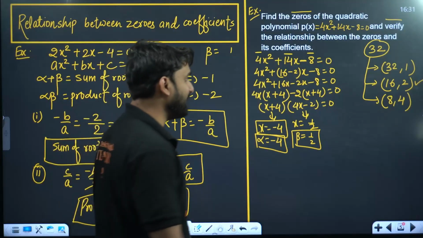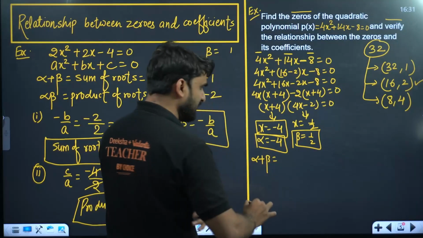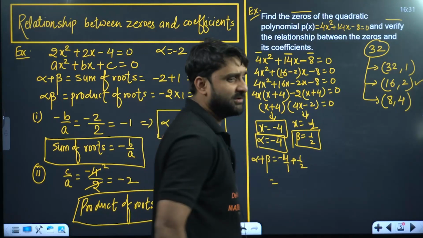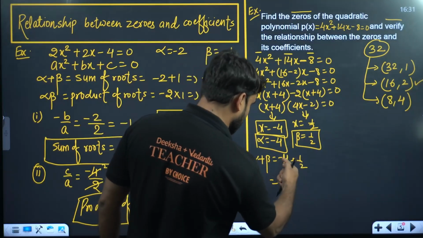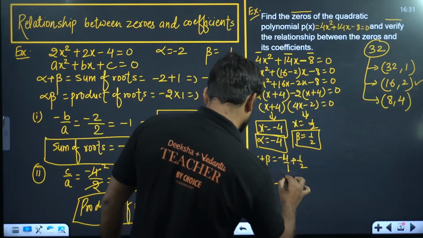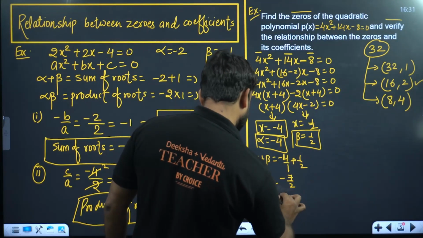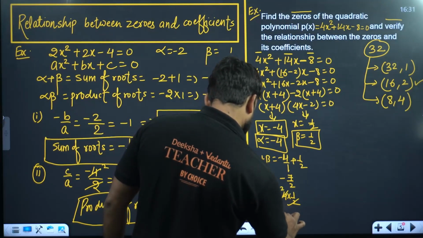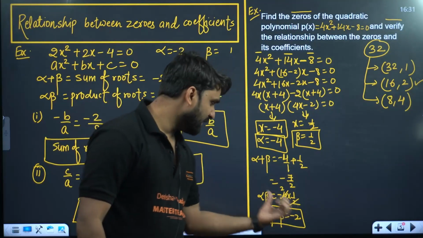Now verify. So first do alpha plus beta. If we add alpha plus beta, this will be minus 4 plus 1 by 2. What will be the result, everyone? Adding minus 4 plus 1 by 2: 4 times 2 is 8, so minus 8 plus 1 will be minus 7. So this will be minus 7 by 2. Now multiply alpha and beta. Minus 4 into 1 by 2: 2 into 2 is 4, so alpha into beta will give you minus 2. So alpha plus beta is minus 7 by 2 and alpha into beta is minus 2.